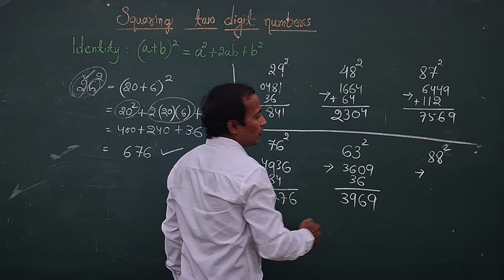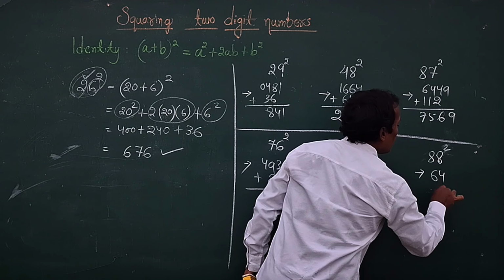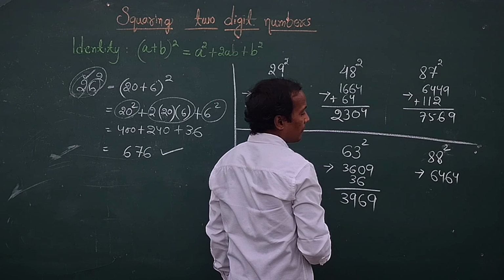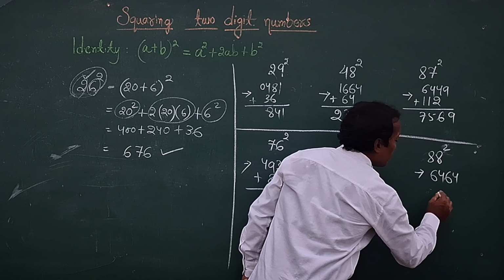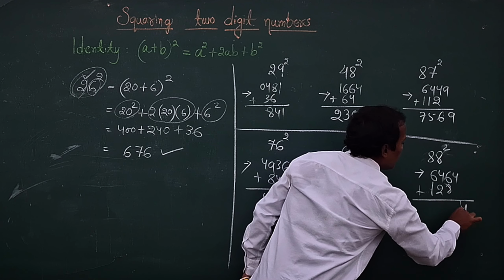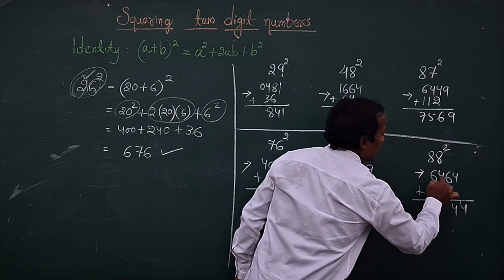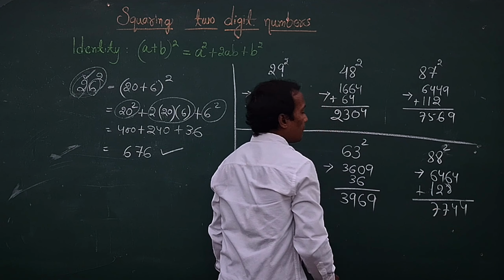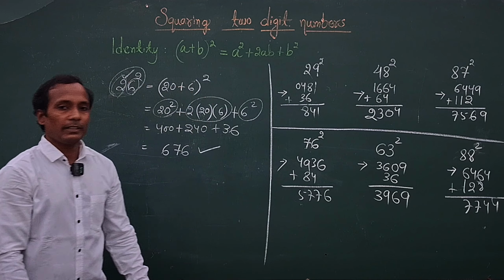Alright. Let's go for it now. 8 square is 64. 8 square is 64. 8 times 8 is 64 and double of 64 is 128. 4, 6 plus 8 is 14. 1, 1 plus 4 is 5, plus 2 is 7. You can check these answers whether they are correct or not.